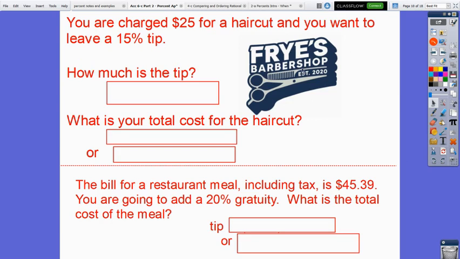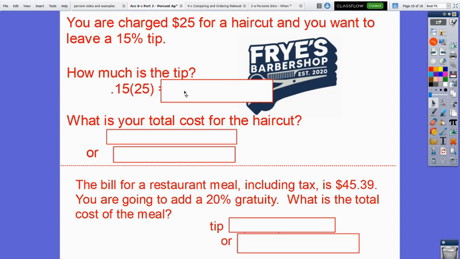Okay, so you go to Fry's Barbershop, which just opened today in Ledyard Center School, and he charges $25 for a haircut, and you want to leave him a 15% tip. Okay, how much is the tip? What is 15% of $25? Okay, so again, the fast way to find the percent of a number is to change it to a decimal.